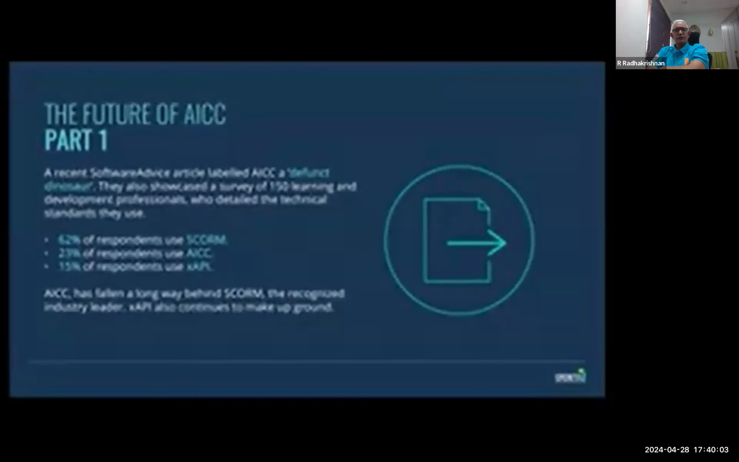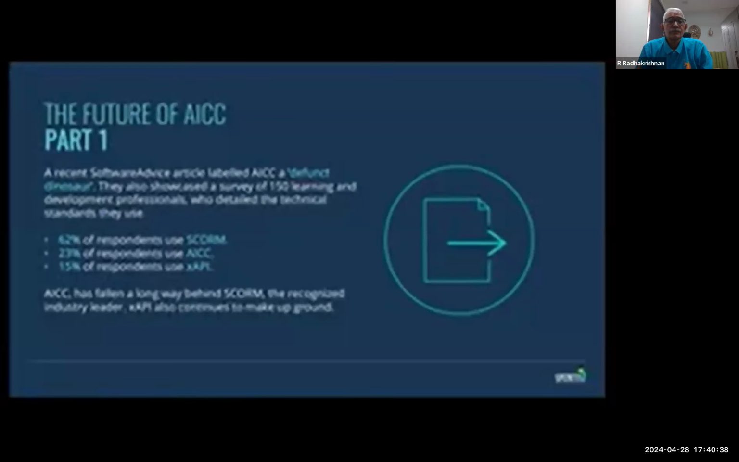So the future of AICC is somewhat on the demise, shall we say. A recent software advice article surveyed 150 learning and development professionals who detailed the technical standards that they were used to. And certainly from the RFPs and from the purchasing processes that we have got visibility of, we can corroborate this as well.